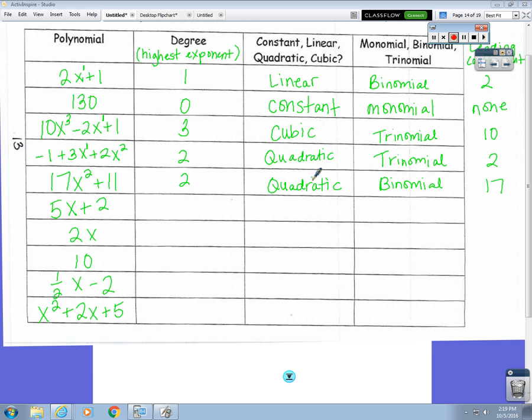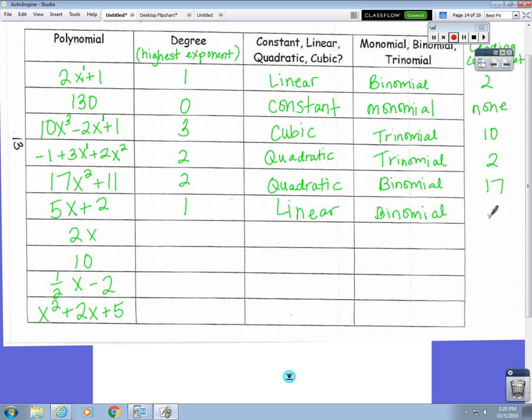Okay, here we go. 1. What did you get for the degree of this polynomial? 1, which makes it what, Jenny Beth? Linear. Lizetta, what type of polynomial is it? Binomial, right, because it has 2 terms. And then Austin, what's its leading coefficient?